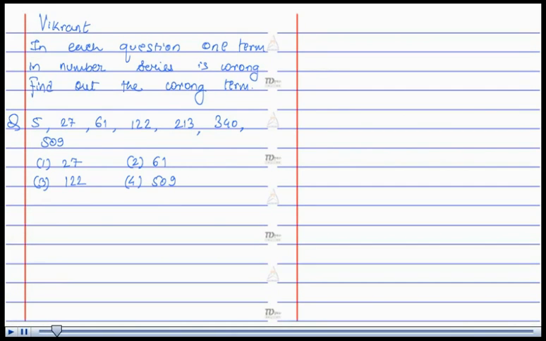Hello, I am Vikrant. In each question, one term in the number series is wrong. Find out the wrong term. The series is 5, 27, 61, 122, 213, 340 and 509.